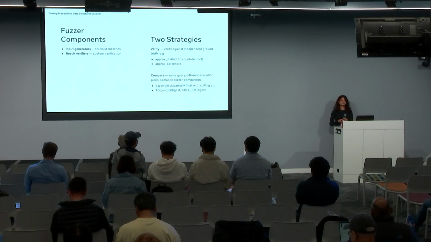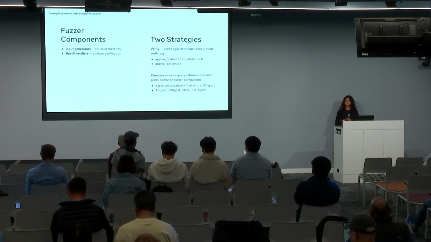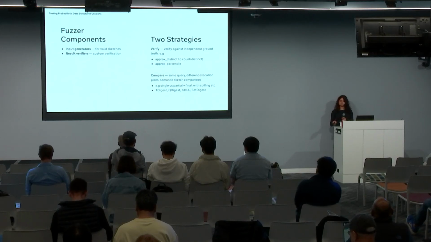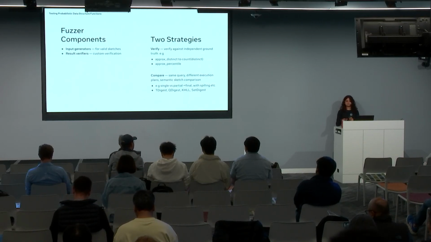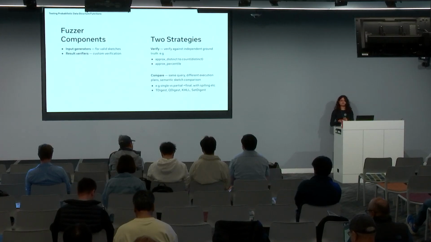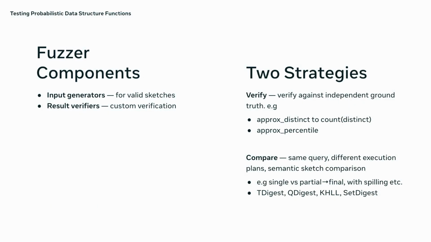And the next bit is how do you do result verification when you have approximate answers. You cannot just assert equals to 2 or 3, some sort of integer like that. So we have two strategies for the result verifiers for these aggregate functions from probabilistic data structures. One is verification, where you verify against an independent ground truth. For example, if you're doing approx distinct on a set, and you know the results from count distinct, you'd expect it to be in an acceptable range, to say that approx distinct is working as expected. And we do a similar thing for approx percentile.